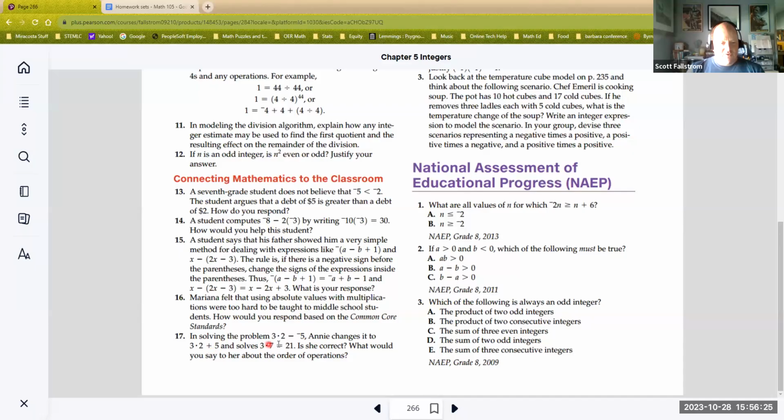And let's see, you're solving the problem, 3 times 2 minus the opposite of 5. Annie changed it to this, and then wrote this, and then wrote 21. Is she correct? What would you say to her about the order of operations? Okay, so is this on the right track? And those are the big ones there, 12 through 17.